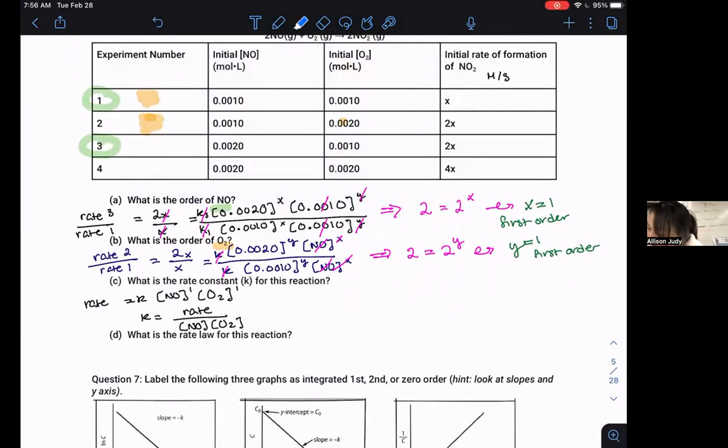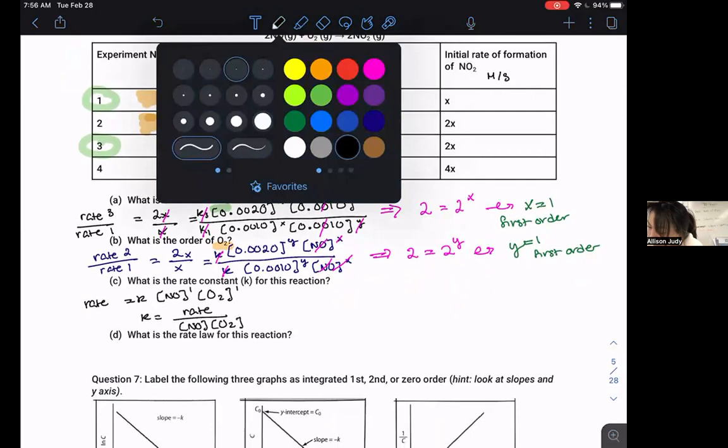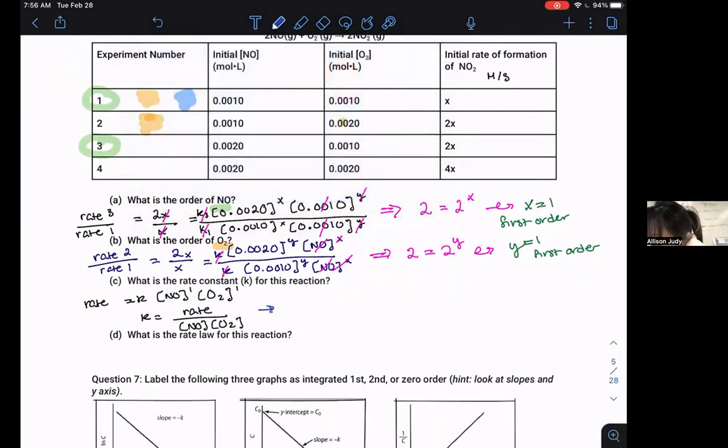Actually, that's way bigger numbers. I'm going to choose trial 1 data because I just don't want to deal with big numbers. And given trial 1 data, I'm going to say that K is equal to the rate of trial 1, X molarity per second, all over the concentration of NO in trial 1, which is 0.0010, times the concentration of O2, 0.0010.